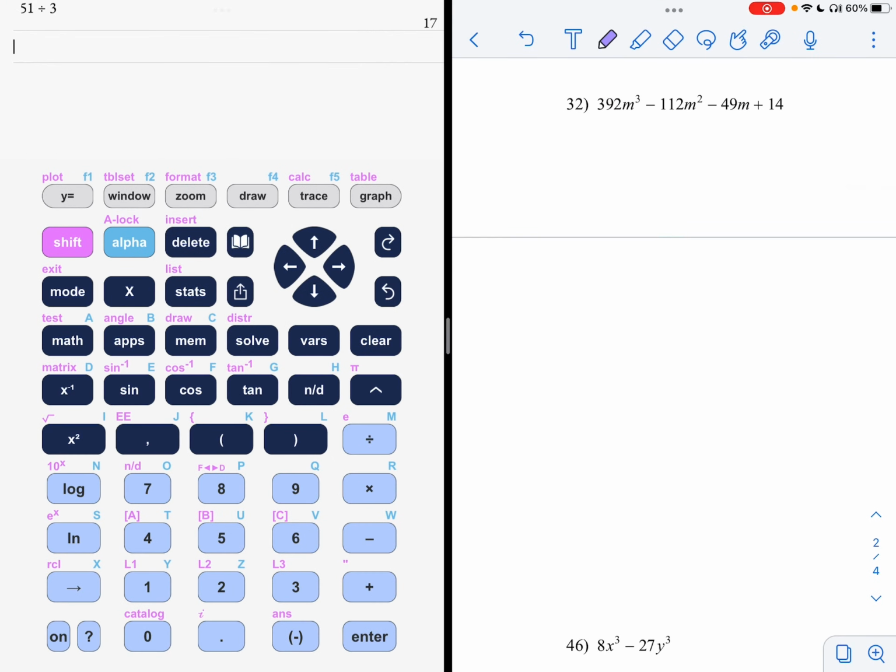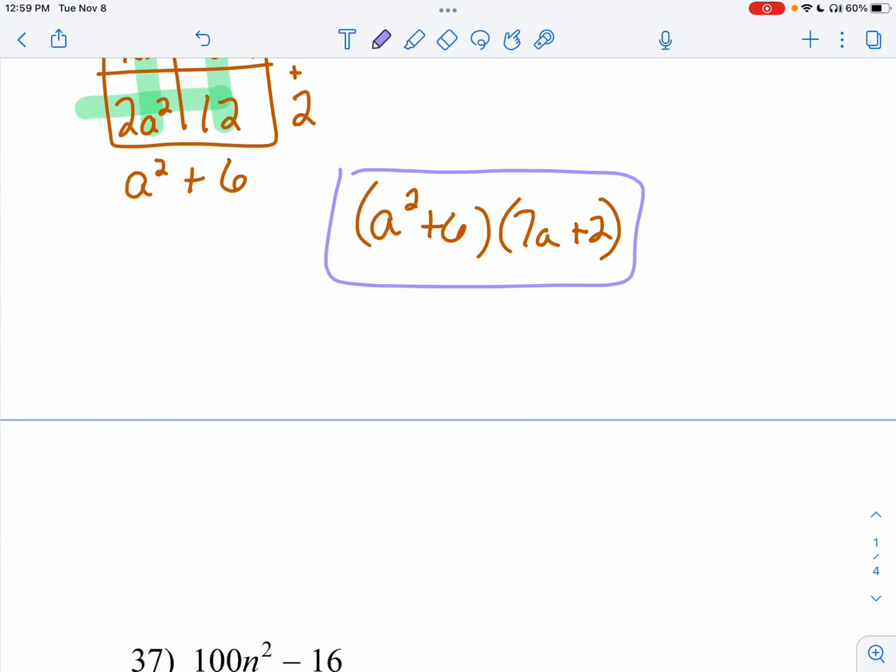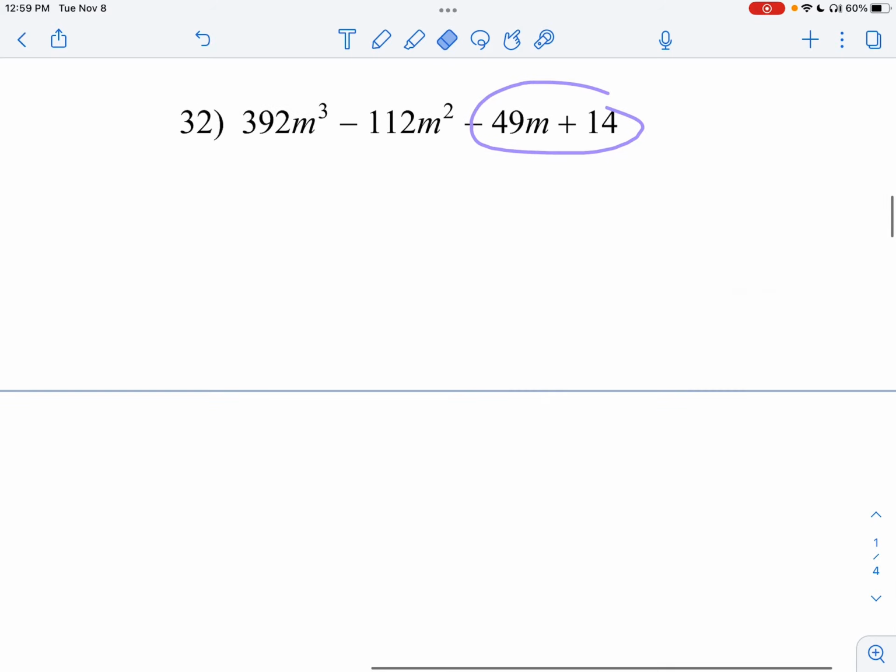Right, here I go. So 392 divided by 7. And if you're wondering how I came up with 7, I saw the 14 and the 49. All right, 112 divided by 7. Yes. Okay, so 7 is my GCF. Had to double check on that.